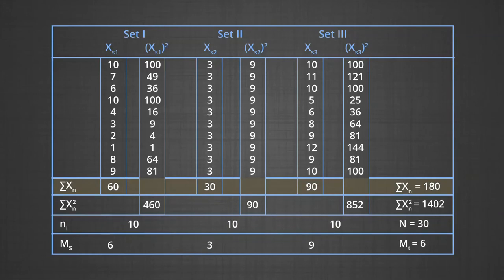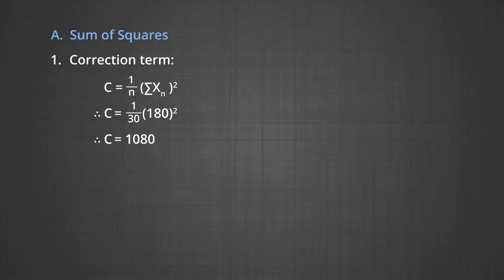And then we have sigma x, the total. That gives me 60 plus 30 plus 90 is equal to 180. This is the sum of scores within all the three sets. And then we calculate the sum of squares. For this purpose, we have to calculate a correction term. We call it C, and this we obtain by using the formula sigma x whole square upon N, or you can say T square upon N. That gives me 180 squared upon 30, and that is 1080.